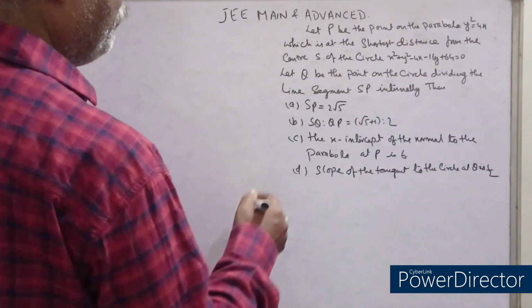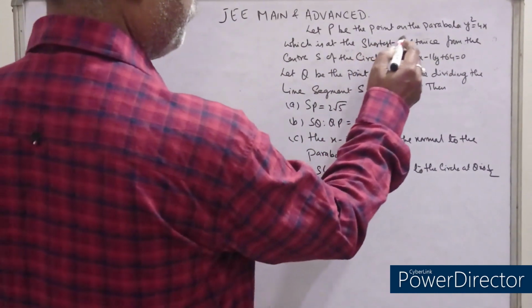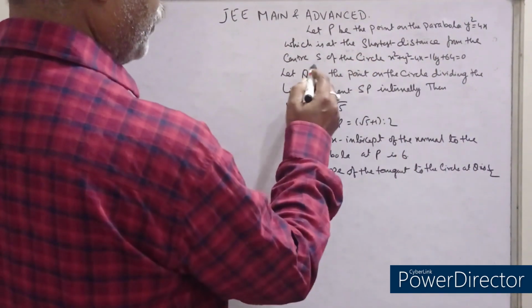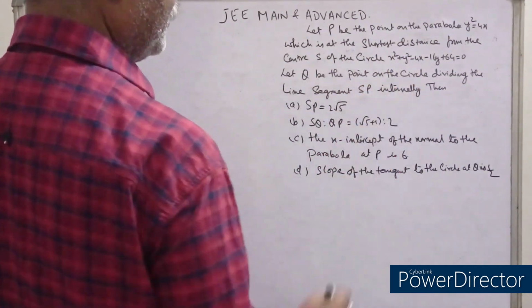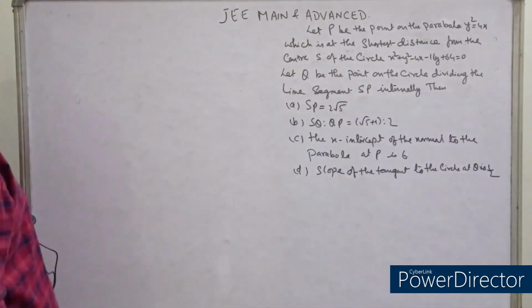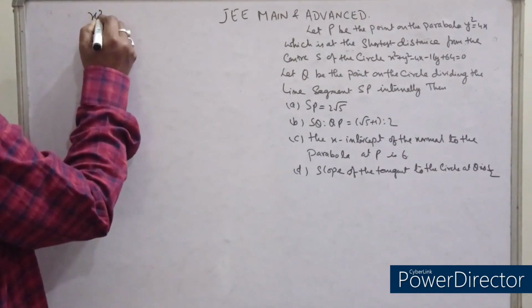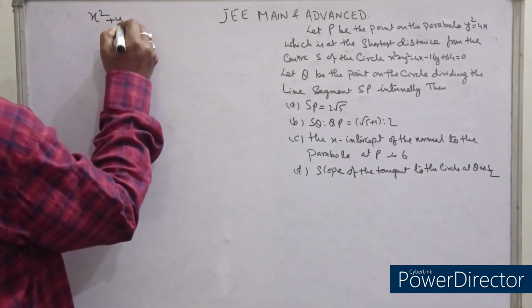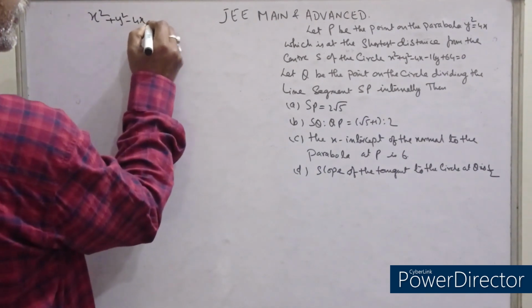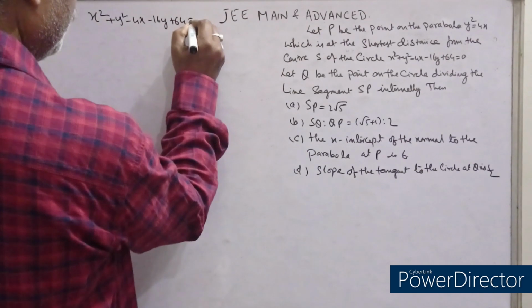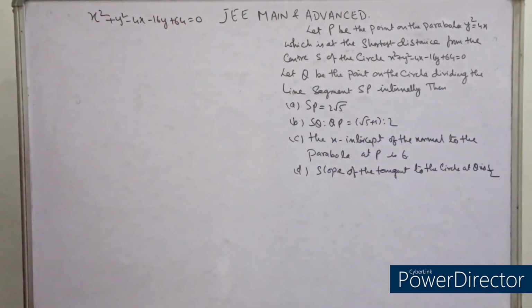Now here you see, let P be a point on the parabola which is at a shortest distance from the center S of the circle x square plus y square minus 4x minus 16y plus 64 is equal to 0. So first of all, let me find out the center and the radius of the circle.